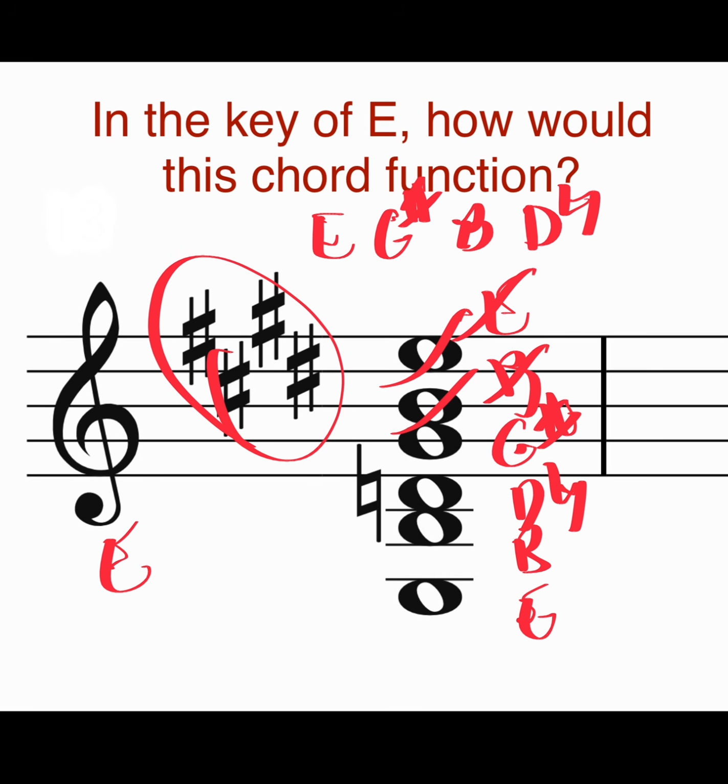Now, what kind is it? You need to look at the intervals between the notes. E up to G sharp is 4 half steps, that is a major third, and then G sharp up to B is 3 half steps, that is a minor third. Major third plus minor third, that is a recipe for a major chord. So this is an E major chord, and then we have a D on top, which is a seventh above the E, so it's an E7 chord.